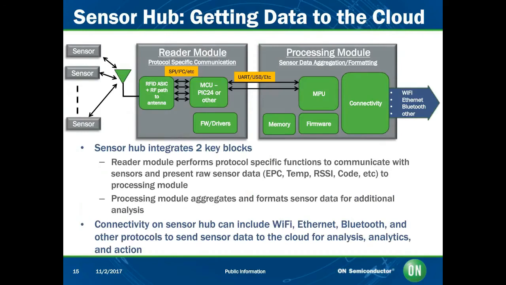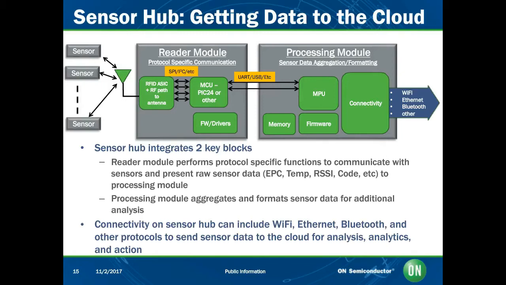I spent a couple of slides talking about the details on the sensor. Now I'm going to move on to talk about the other part of the sensor system, which is the reader or the sensor hub. That is what provides the RF power and the connectivity. In this diagram, we're showing the sensors on the far left side. These are the wireless sensors, and they communicate wirelessly to what we call the sensor hub or reader.